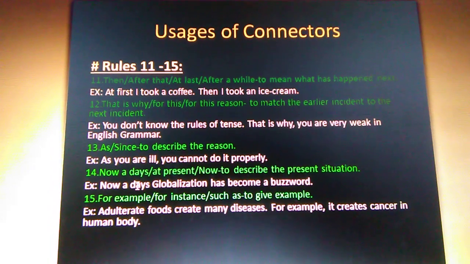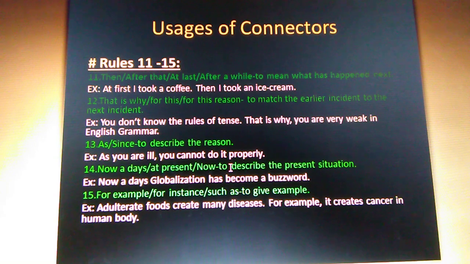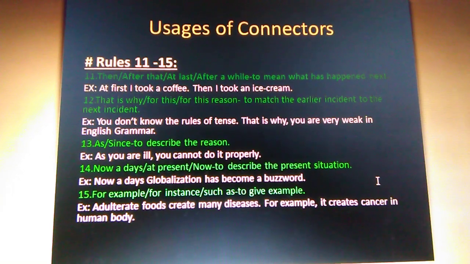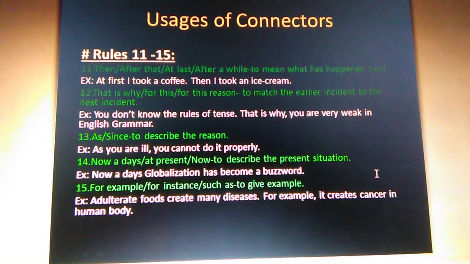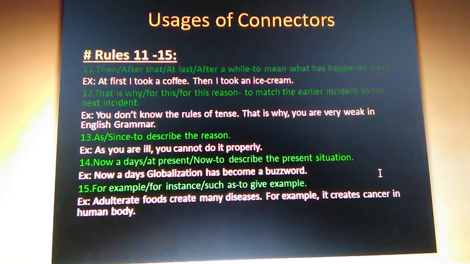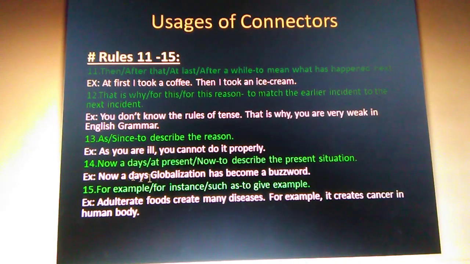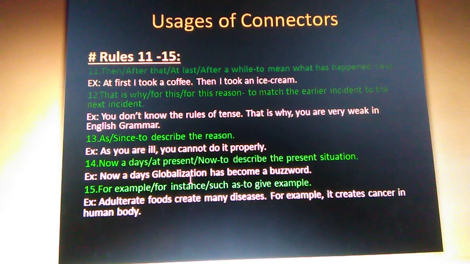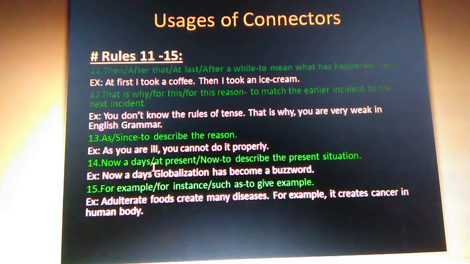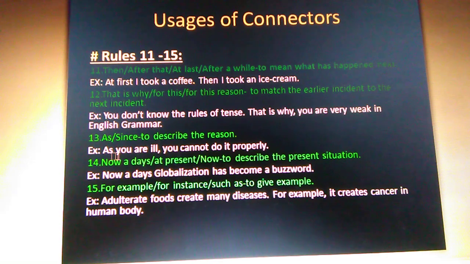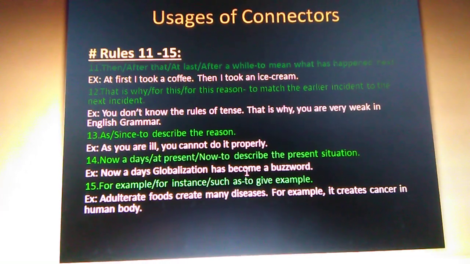Next, come here: nowadays, at present, now. These connectors are used to describe the present situation. Nowadays, at present, and now, all of these are synonymous. You can use any of them to describe the present situation. Come to the example: nowadays, globalization has become a buzzword. So it is the present situation. We can use any one to describe this situation.